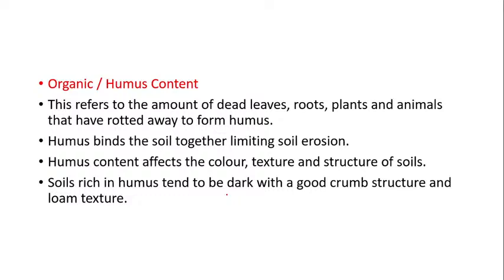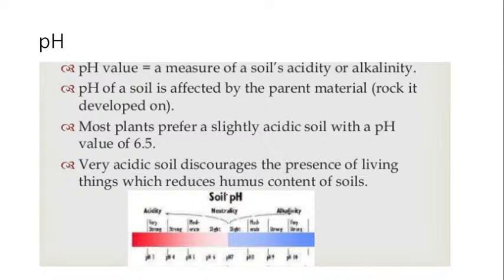If the organic content, ഇപ്പം മണ്ണിലെ organic content കൂടുതലാണ് എങ്കിൽ humus binds the soil together and it limits the soil erosion. പെട്ടെന്ന് സോയിലിനെ വെള്ളം കൊണ്ട് വാഷ് ഔട്ട് ചെയ്യാതെ ഹെൽപ്പ് ചെയ്യും. The humus is more. And humus content will affect the texture. That means the soil will become darker in color and soil rich in humus tend to be dark with good crumb structure and long texture.